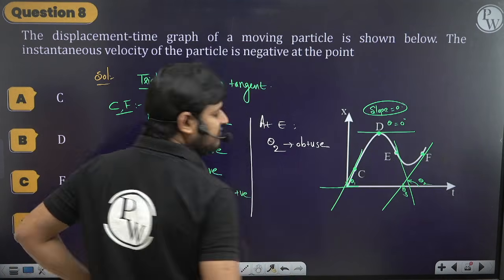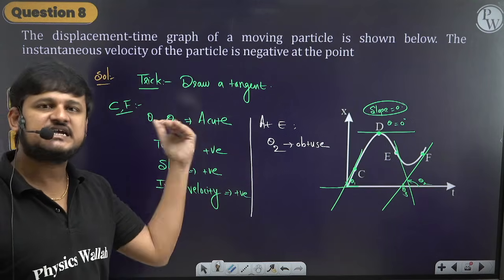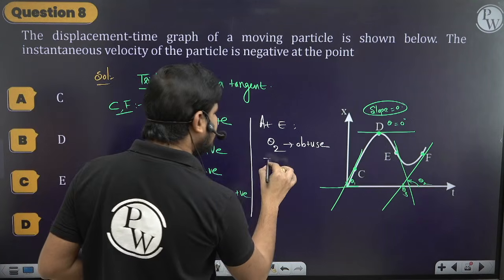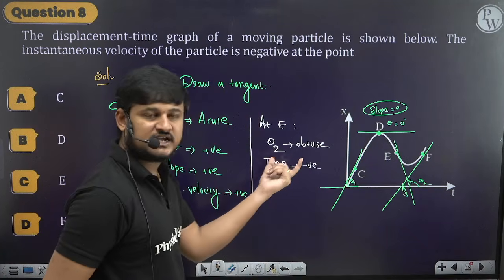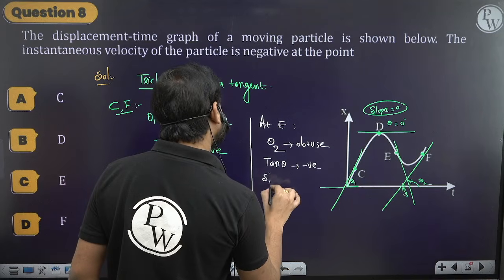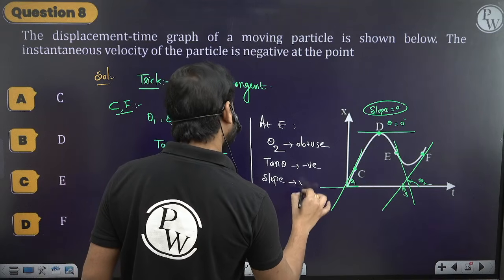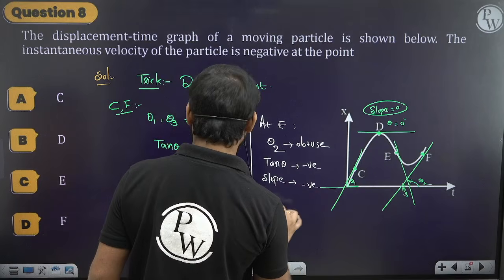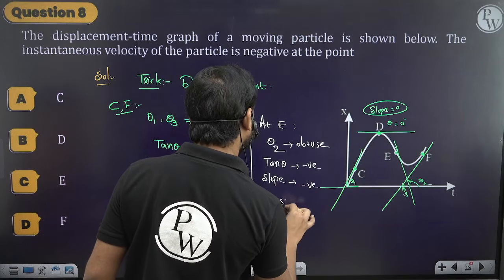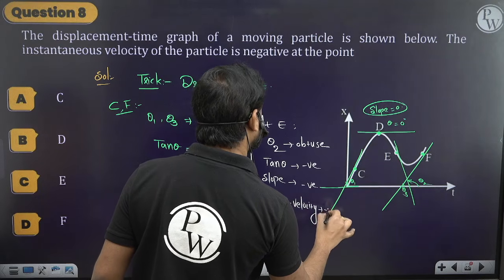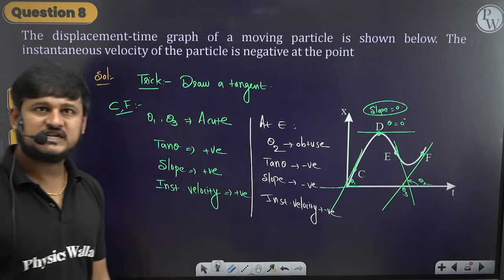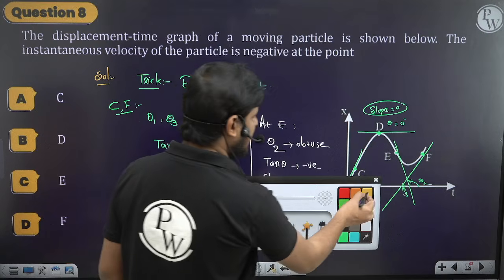So tan of an angle greater than 90 degrees is going to be negative. So the tan is negative for the obtuse angle. If tan theta is negative, the slope is negative. If the slope is negative, then the instantaneous velocity will be negative. Clear this part, everyone? Understood?